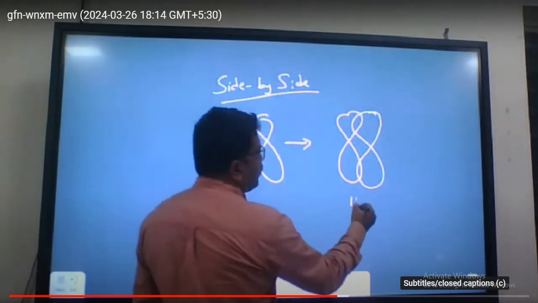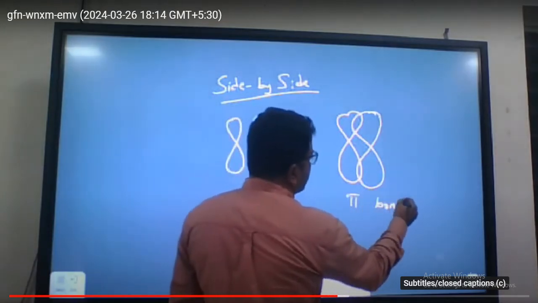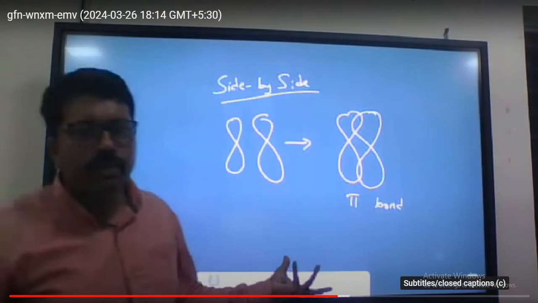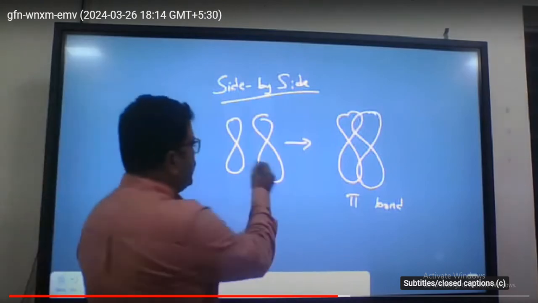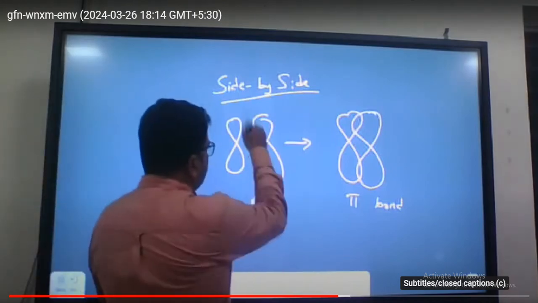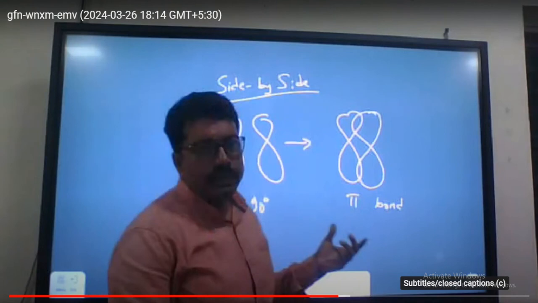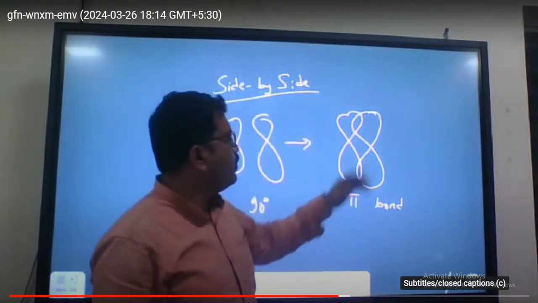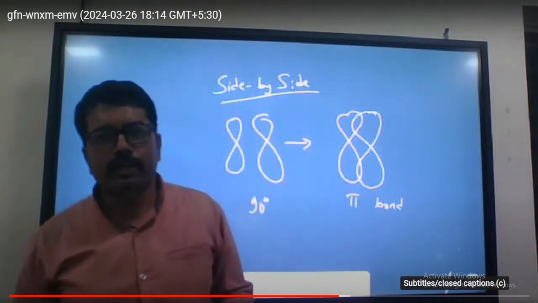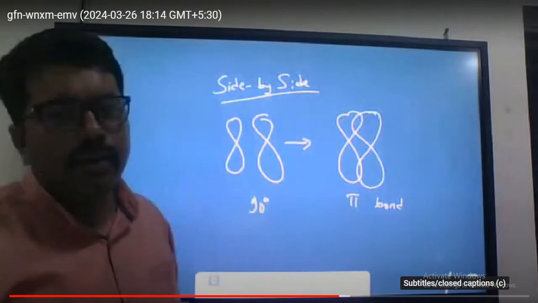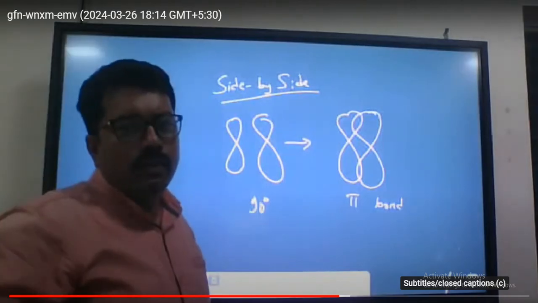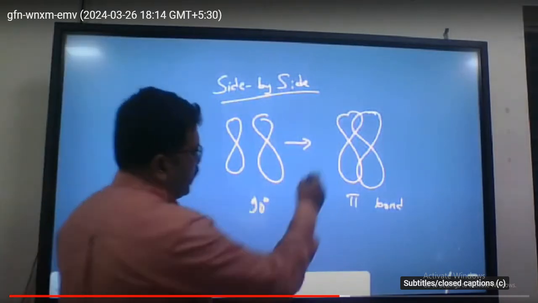So this forms a pi bond, as opposed to the sigma bond, so you call this one pi. This is side by side, at 90 degrees. See? Side by side overlapping is called a pi bond. It's called a pi bond. So you need two lobes here.